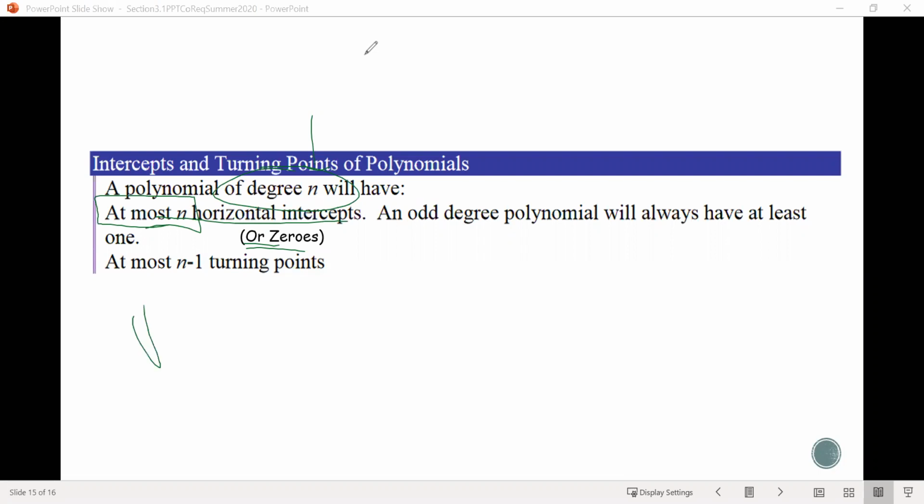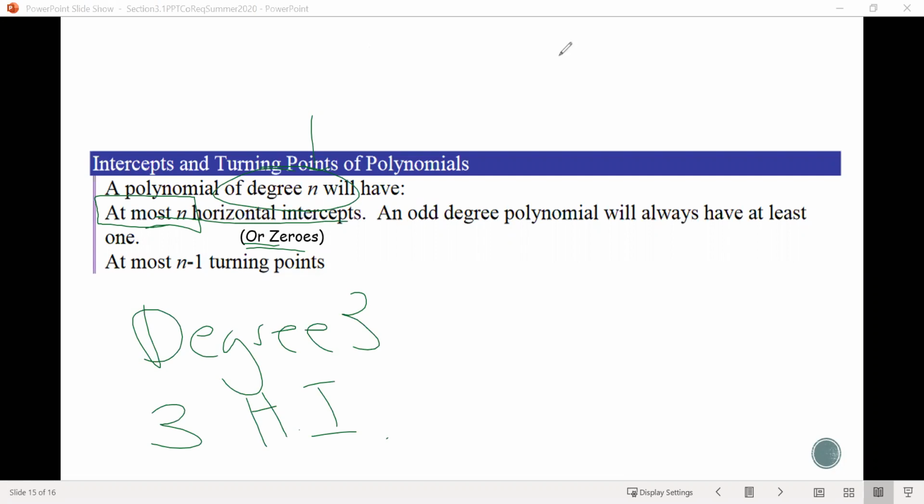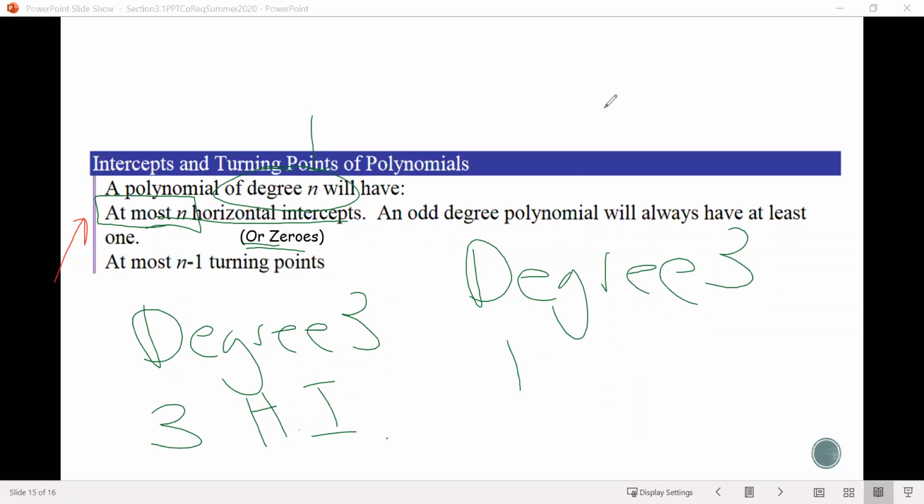So we just had a degree 3, right, which had 3 horizontal intercepts. However, the graphic here says that it could be at most 3. So that tells us that a degree 3 does not always have 3 horizontal intercepts. It could have fewer, right? So we could have a degree 3 polynomial with only 2 horizontal intercepts, or 1, or sometimes, actually degree 3 will always have at least 1. That's what the next thing says. An odd degree polynomial will always have at least 1.